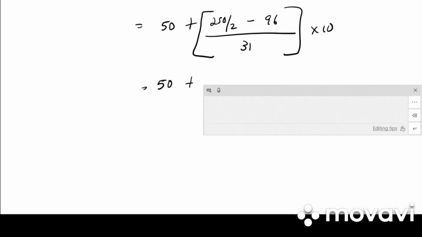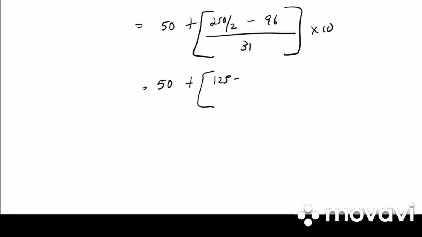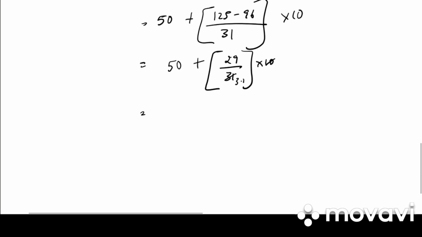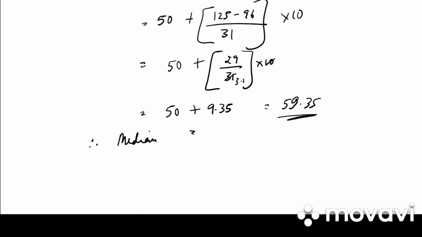So 50 plus 125 minus 96 divided by 31 into 10. So it is 50 plus 29 divided by 31 into 10. 10 ones are 10, so 3.1. So 50 plus 29 divided by 3.1, we get 9.35. 59.35 is the median. Therefore, the median is equal to 59.35.